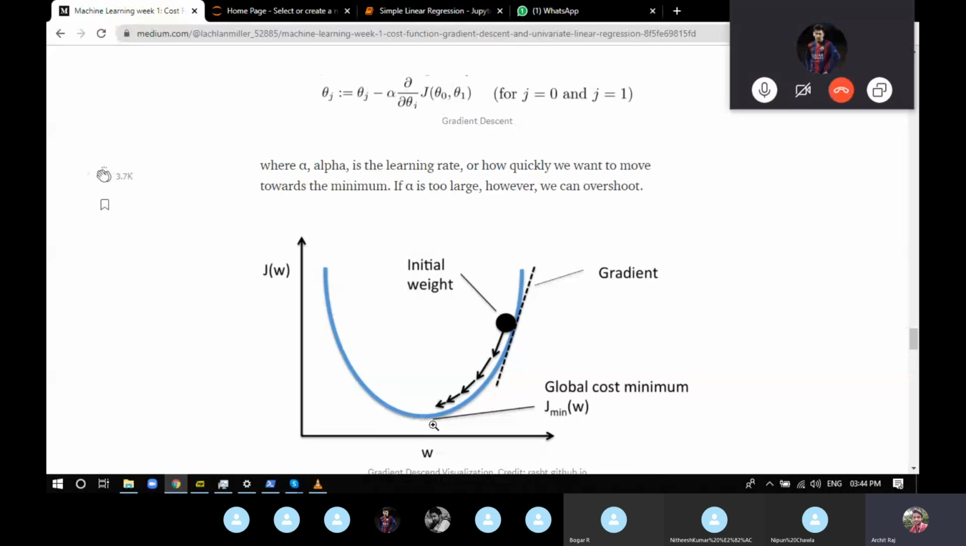If you get to the global cost minimum, what will happen? Just imagine, if you reached here, what will happen? You'll have an exactly straight line, parallel to the x-axis, and the slope will be 0. So we are trying to find the point where the slope of the tangent is 0. That's how gradient descent works: we have a graph of the cost function, and slowly we descend towards the global cost minimum.